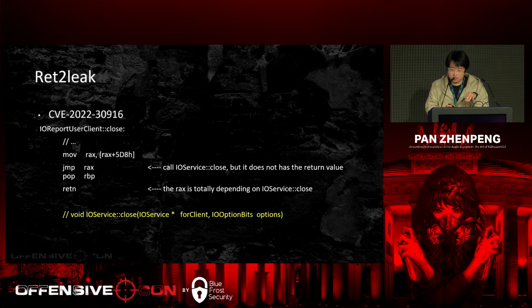So in this case, it was in the IO report hub, and due to the calling convention, it would return the RX register to user space, and the RX register in the IOService class will have a meta class pointer stored in it. So when it's returned to user space, the higher 32 bits will be stripped, but the lower 32 bits will be enough for you to bypass the kernel slide.